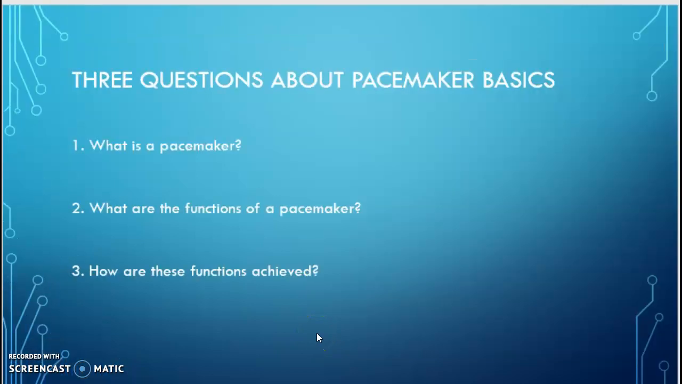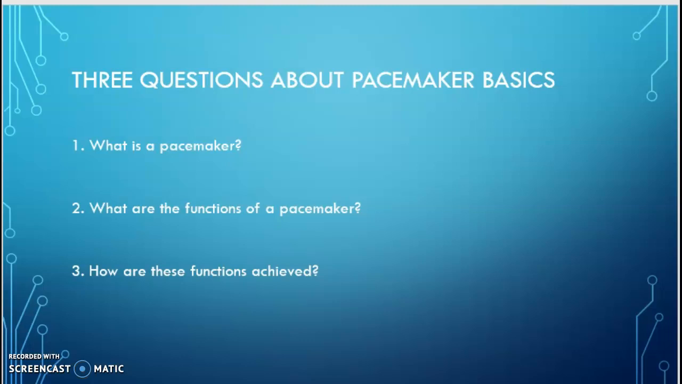Let's get started. There'll be 3 questions about the pacemaker in this course. What is a pacemaker? What are the functions, and how are the functions achieved? We are going to be talking about these 3 questions in 2 separate manners. One of what is a pacemaker, the first section, is going to be dwelling into the first question here, and that is going to be recognition. We're going to be able to recognize what a pacemaker is and the components that make it up in this lesson. The second is going to be what are the functions and how are these functions achieved.